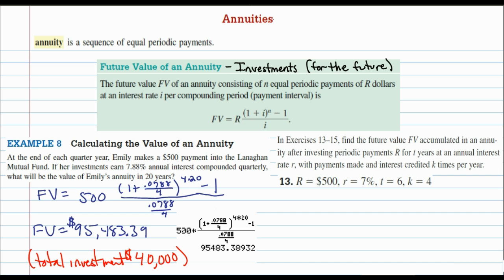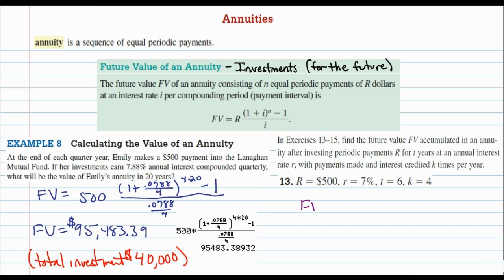Now try problem number 13. Find the future value, FV, accumulated in an annuity after investing periodic payments R for T years at an annual interest rate R with payments made and interest credited K times per year. So we've got all this information, kind of boring, no person's name or anything. Don't know what they're saving up for, but that's okay.